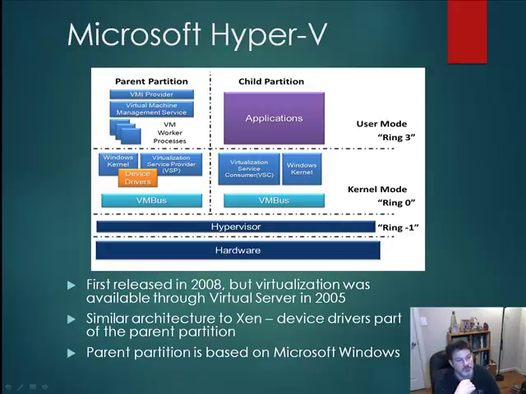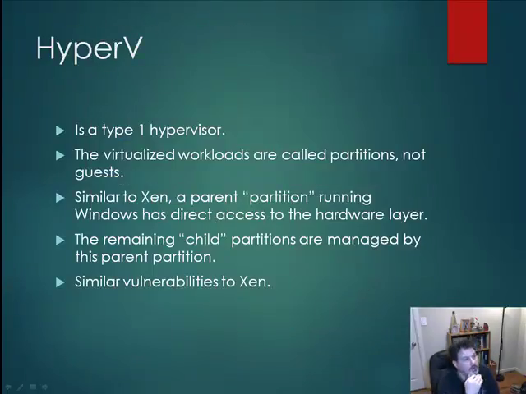As I said before, the architecture is very similar to Xen. Device drivers are part of the parent partition, so the parent partition is based on Microsoft Windows. It is a Type 1 hypervisor, however. The virtualized workloads are called partitions. We don't call them guests. Don't know why, but that's what we call them. They're similar to Xen in the sense that the parent partition running Windows has direct access to the hardware layer, but all the other child partitions are going to be managed specifically by that parent partition. So because the architecture is similar to Xen, the vulnerabilities are going to be similar to Xen as well.